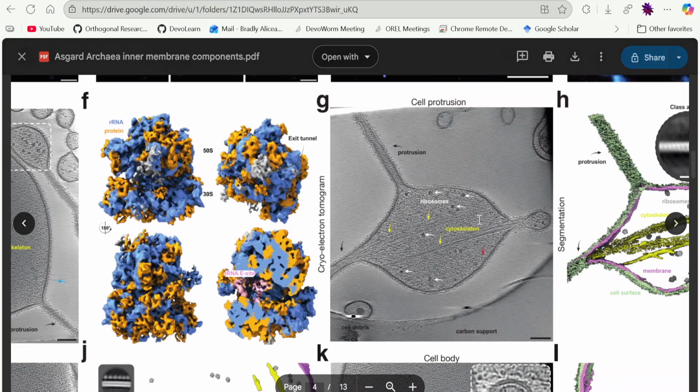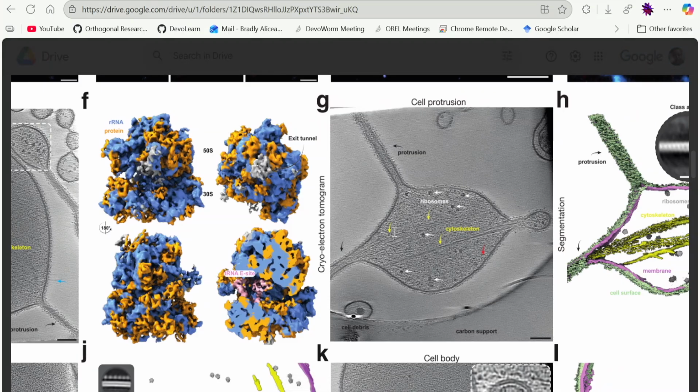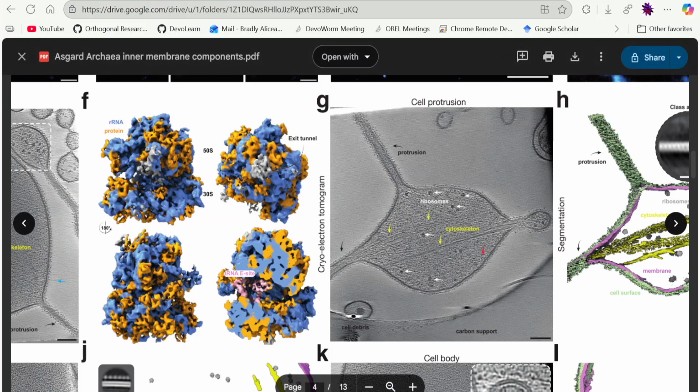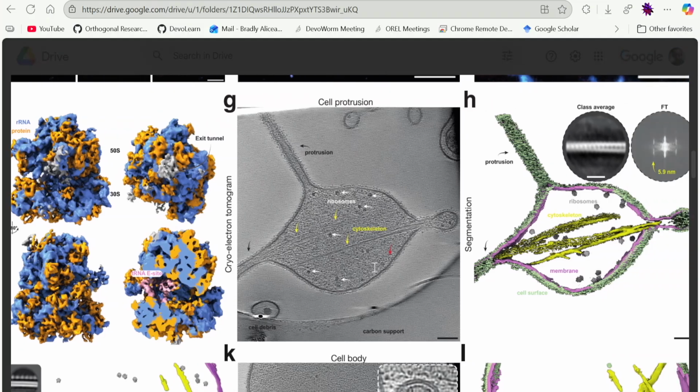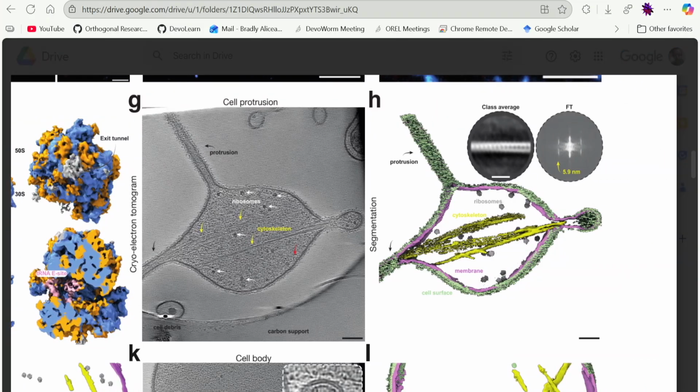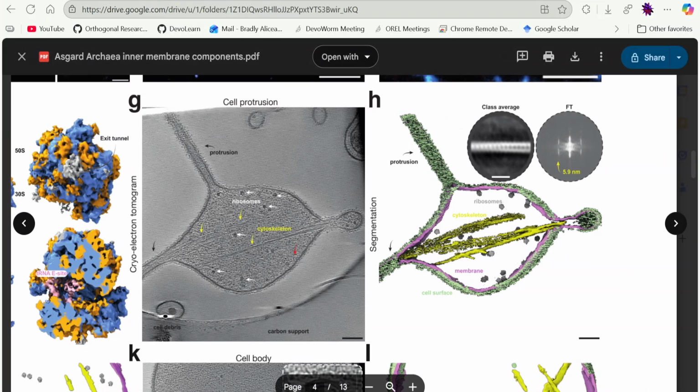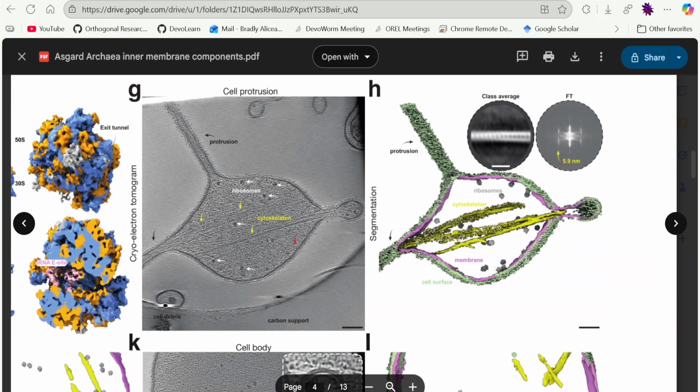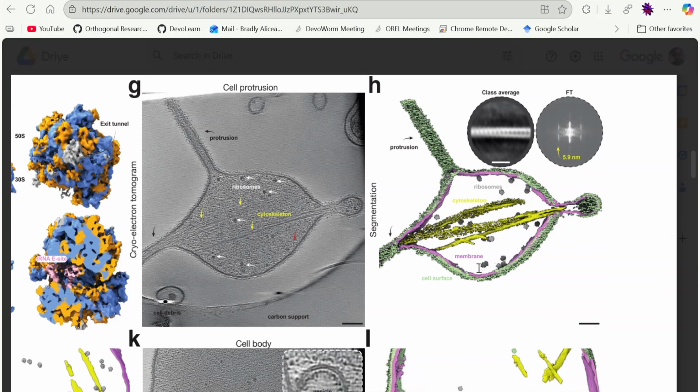G is showing a little bit more of the ribosomes, so they identify ribosomes in the cell. Their cytoskeleton is here, and the protrusions are here. So you see there are multiple protrusions. This is a segmentation model where they segment out the different components. They have the cytoskeleton, the ribosomes, the membrane, and the cell surface.